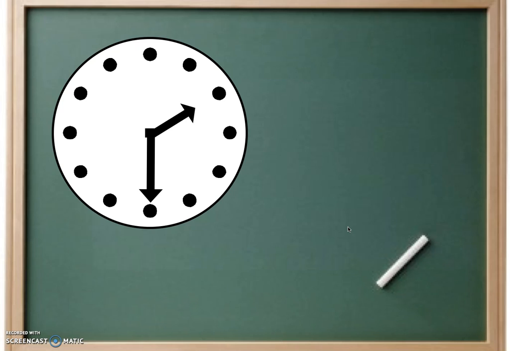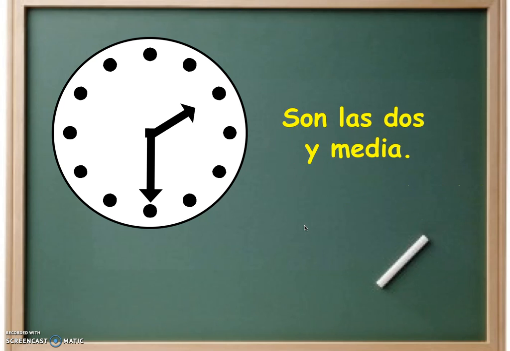Okay, now the next one. The hour hand is pointing to the 2, and this is pointing to 30, so you want to say a half. So it would be son las 2:30. It is 2:30. Son las 2:30.